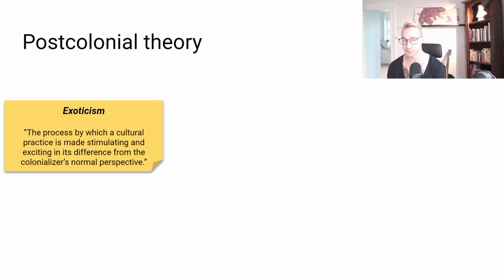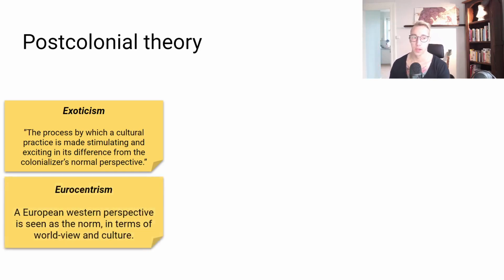We have parts of like the Middle East. We have parts of Southern America, the Far East. We have parts of Africa seen as different and magical and mystical and something to be explored. This is when you make something exotic and different. We have an expression that we already covered slightly, which is Eurocentrism. It is the idea that a European or a Western perspective is seen as the norm. For example, the way we view the world and the way culture is formed.